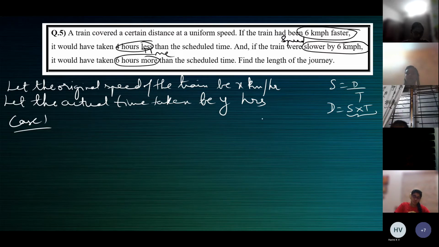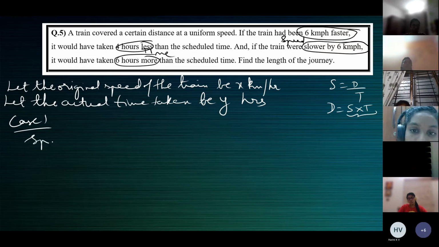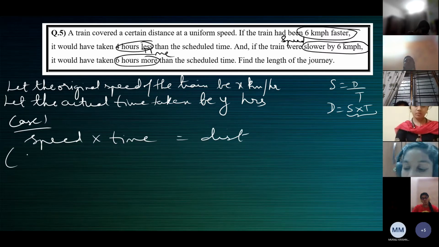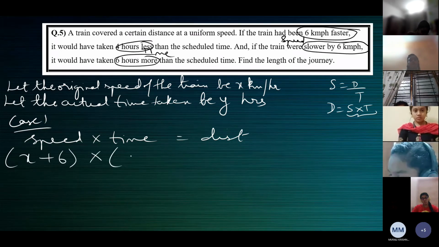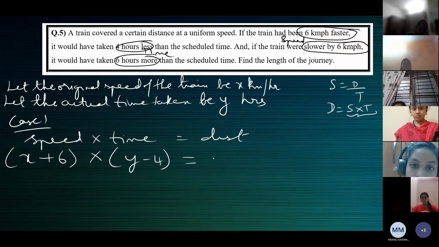Okay, so we are constructing the equation using this formula. Distance is equal to speed into time. So speed into time is equal to distance. The new speed is 6 km/h faster, so x plus 6, into time 4 hours less, y minus 4. So this new speed into this new time will be the same distance, xy. I didn't write that here.